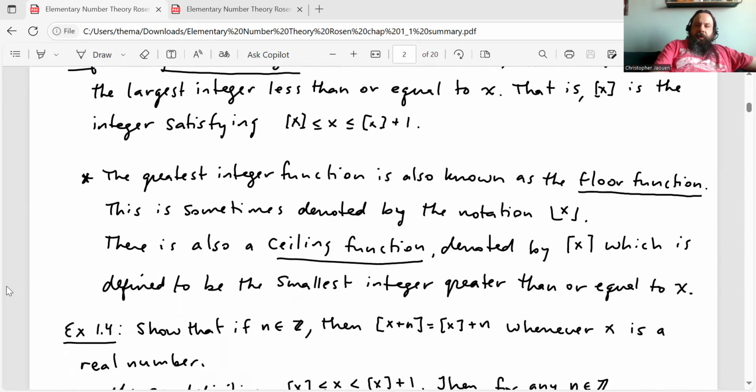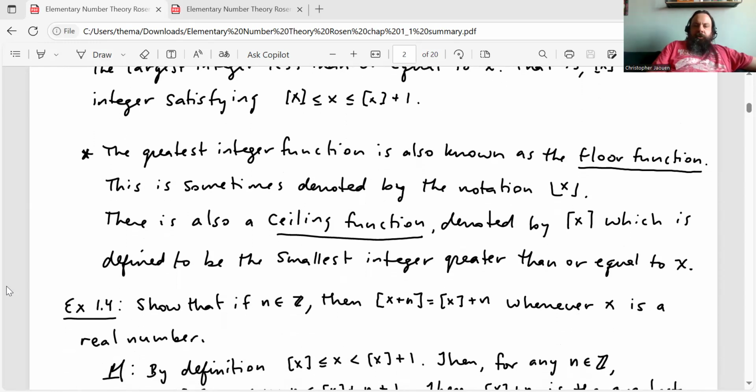All right, and just some other notation here. If you're a computer science person, you've probably heard this called a different thing. The greatest integer function is also known as the floor function. This is sometimes denoted like this, so instead of the square brackets, you have just brackets with the little tails on the bottom. And then there's also the ceiling function, which we denote with the same symbol, but with the tails on the top, which is defined to be the smallest integer greater than or equal to x.